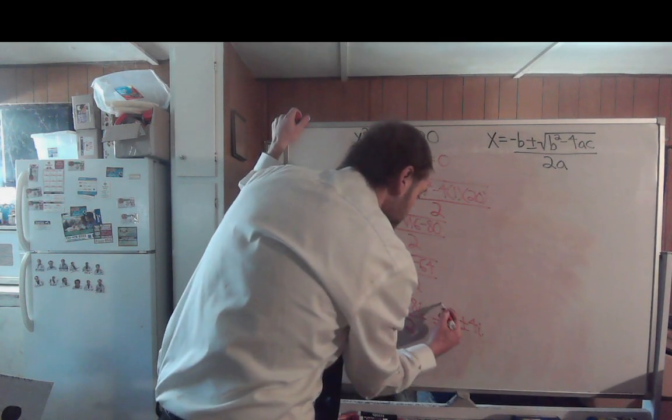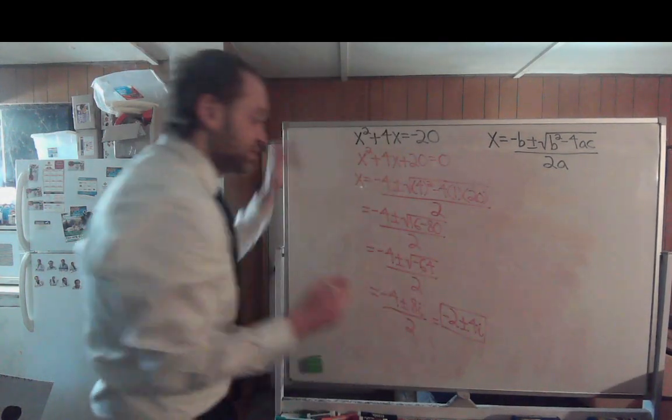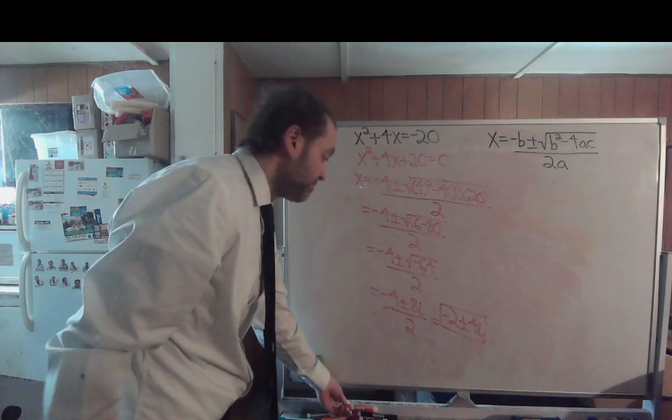Those would be your two solutions. Negative 2 plus and minus 4i is what you would end up getting.